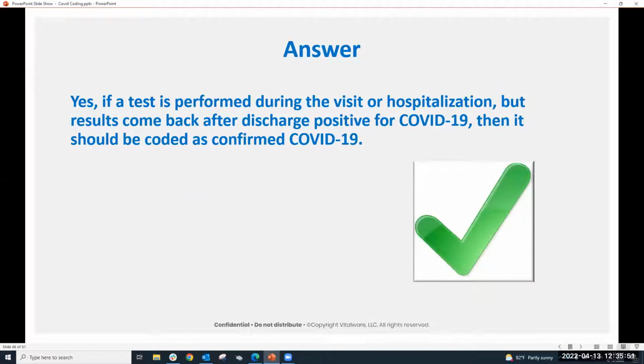If a test is performed during the visit or hospitalization, but the results come back after discharge positive for COVID-19, then it should be coded as confirmed COVID-19. You do not need the physician to come back and say that the test came back and the patient is positive for COVID-19. I mean, that would be great, but that's unrealistic in most circumstances. So if the doctor did document that the patient has probable COVID and you have a test that comes back positive, you can go ahead and pick that up.